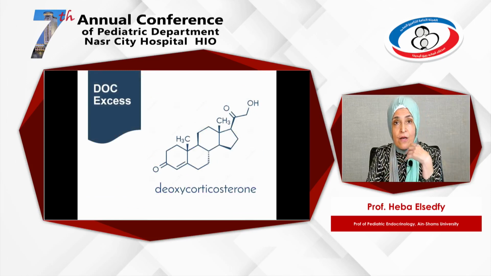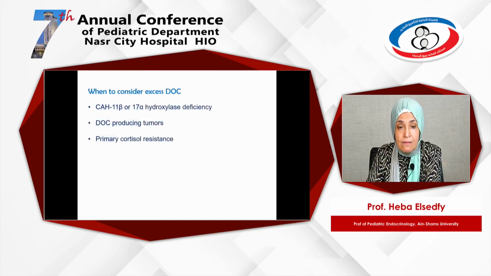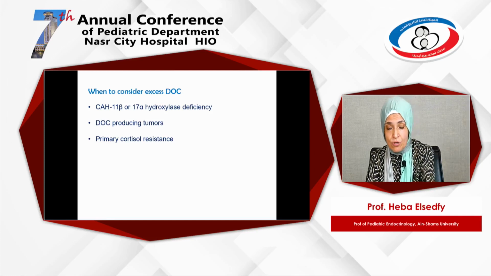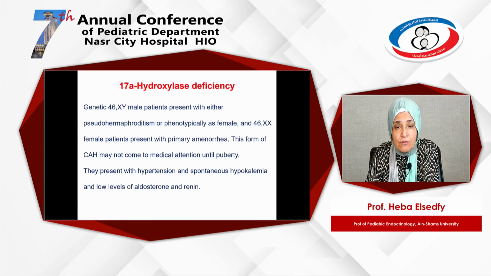Now we come to another cause of depressed aldosterone and renin, which is the excessive production of the precursors of aldosterone, that is deoxycorticosterone. We consider excessive secretion of deoxycorticosterone when we are presented with a child with congenital adrenal hyperplasia resulting from 11 beta or 17 alpha hydroxylase deficiency, if there is a deoxycorticosterone-producing tumor, and with primary cortisol resistance. In 11 beta hydroxylase deficiency, of course, the first manifestation will not be hypertension, but a girl who has ambiguous genitalia or a genetic male who has pseudoprecocious puberty. In 17 alpha hydroxylase deficiency, usually the presentation is at the time of puberty with failure to enter puberty or a primary amenorrhea.